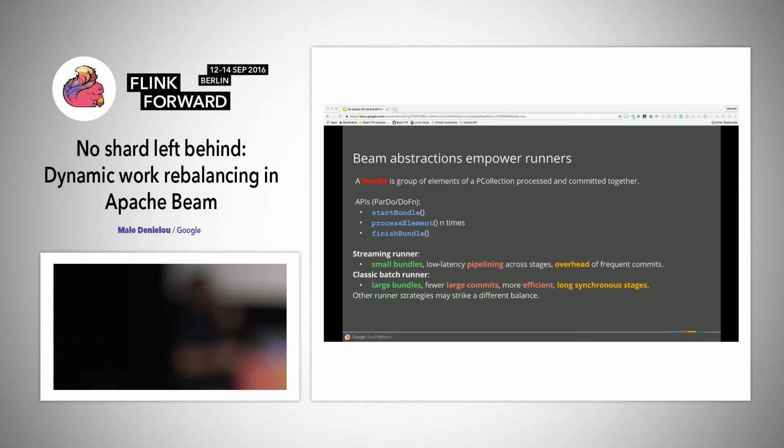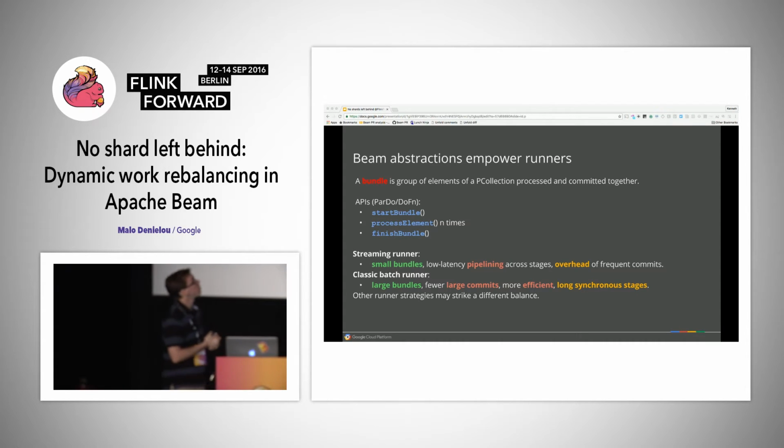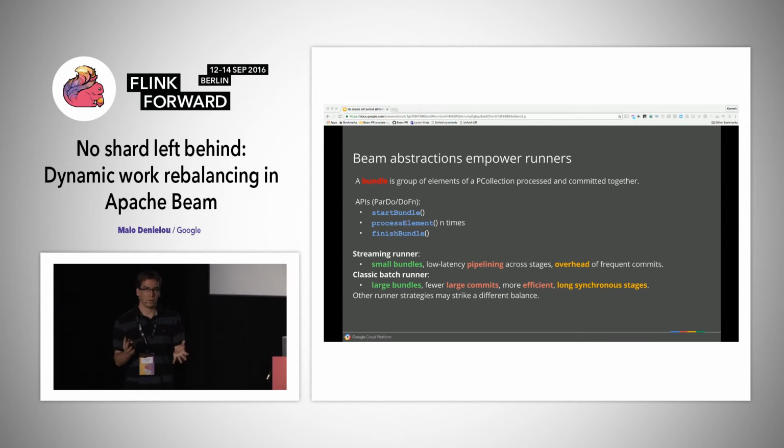And the API in Beam, if you implement a ParDo, if you don't care about bundling, you're just going to override the process element method. But if you care about bundling, you can do extra things in start bundle or finish bundle. And it gives this flexibility, and the runner will be able to make the right choice.